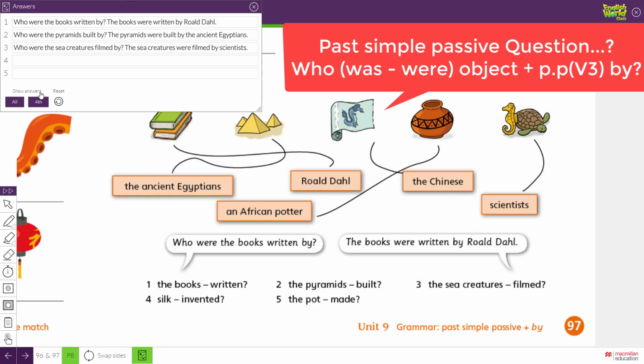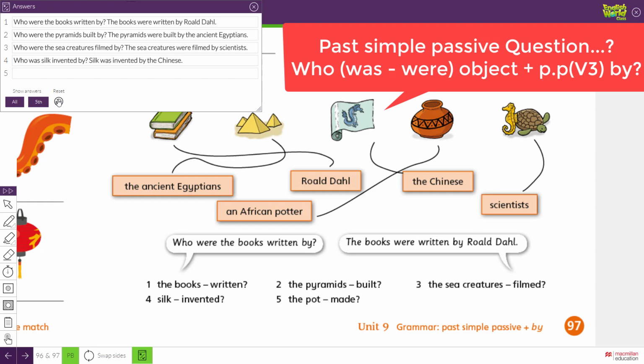Okay, let's move to number 4. Here we have silk. Silk is uncountable, so we are going to deal with it as singular. Who was silk invented by? Silk was invented by the Chinese.